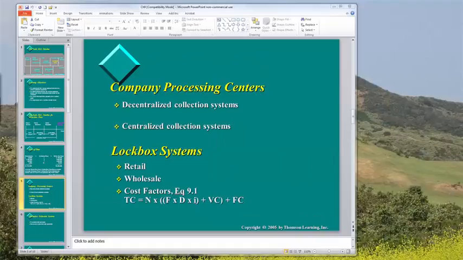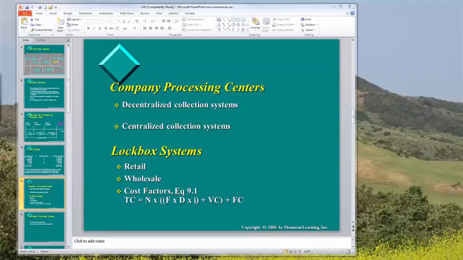Next, we'll look at lockbox systems. And this is the bank acting on your behalf to have sites wherever you choose them to do so, where customers can mail checks directly to a P.O. box generally, and then the bank will record those deposits and then inform you of it. These are called lockboxes.